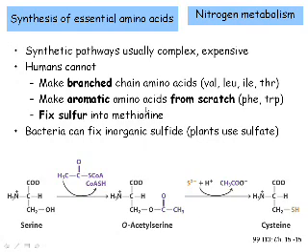We can't make aromatic amino acids from scratch. So we can't make tryptophan, that huge one, and we can't make phenylalanine. We can use phenylalanine to make tyrosine, but not the phenylalanine itself. And we can't fix sulfur into methionine. We have to have methionine as the source of the sulfur for the cysteine.